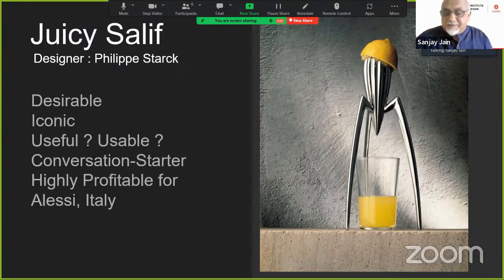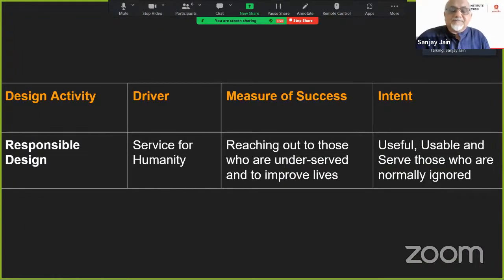Next to that category, we'll come to the next field called responsible design. Now, this activity of design is not necessarily driven by market need, but the driver is service for humanity. That means you're reaching out to those people who are underserved and to improve their lives. And the intent of these products is, of course, that it has to be useful, should be usable, and it should serve those who are normally ignored and do not come within the economic profitability of the business. But this is an area where a lot of you will be working in the future.